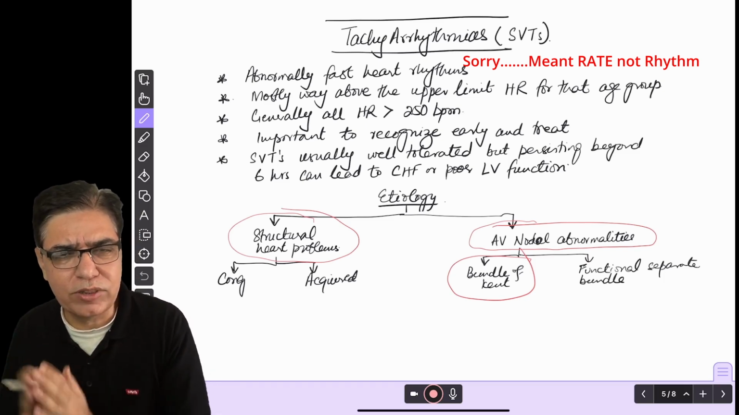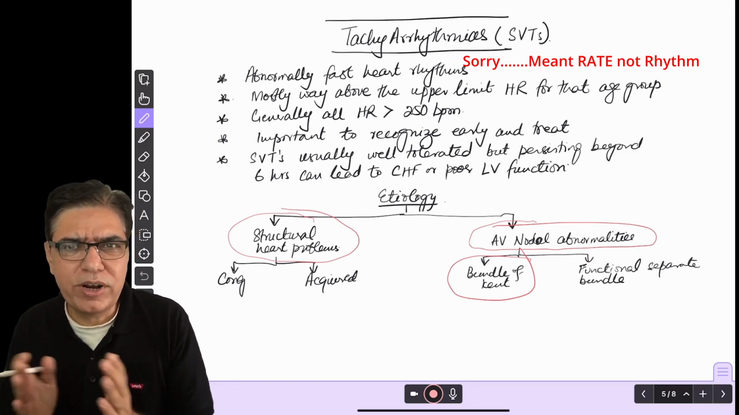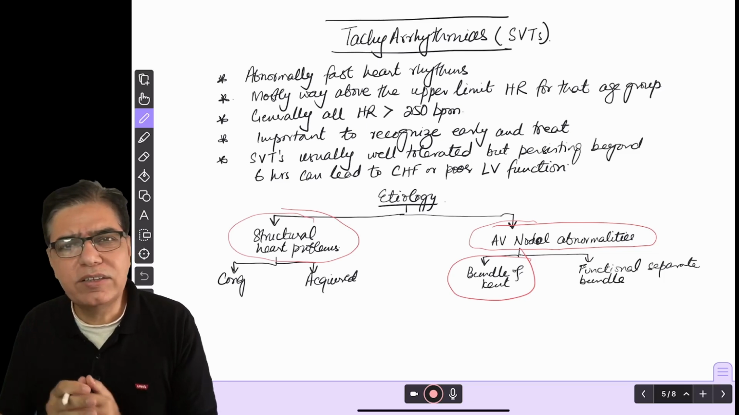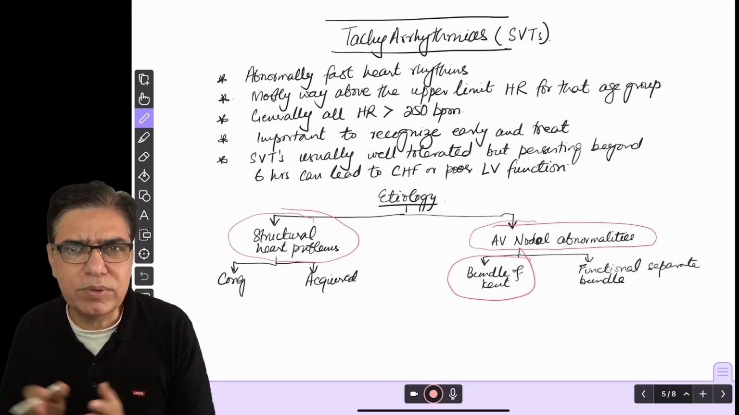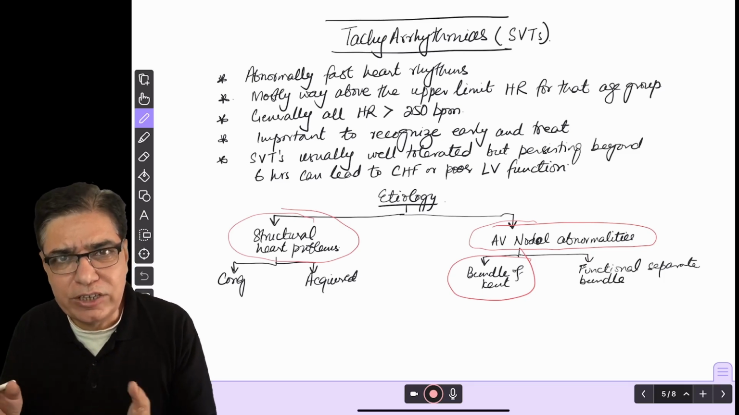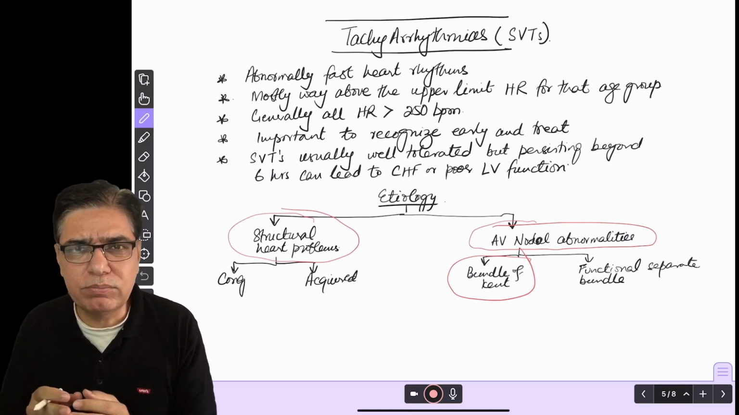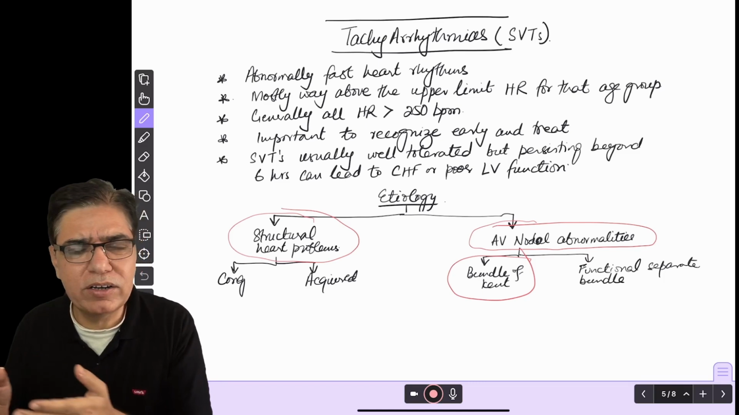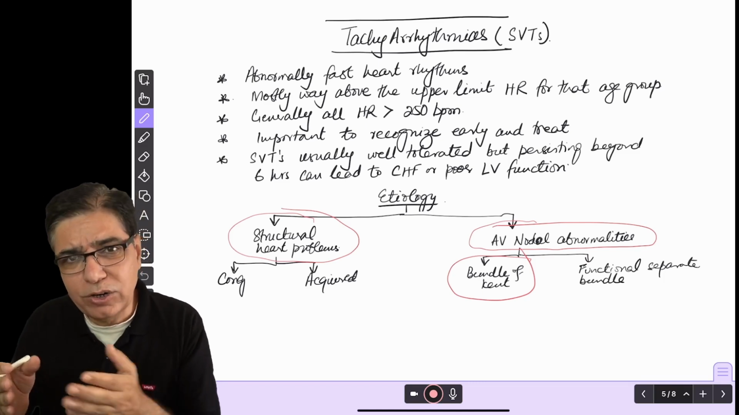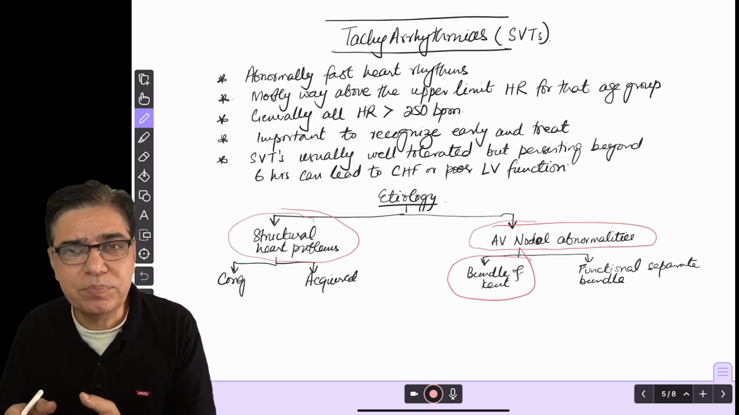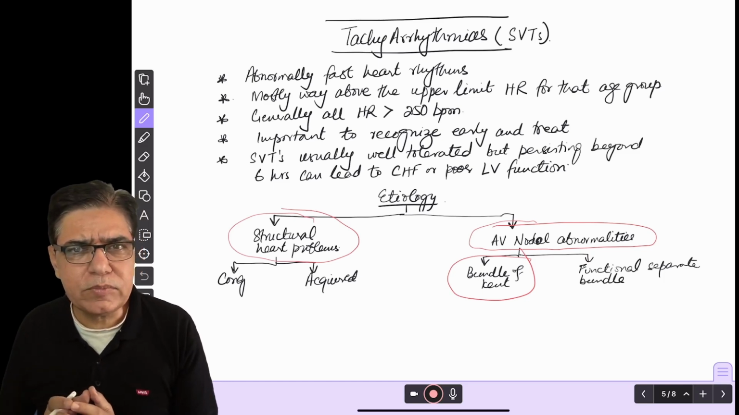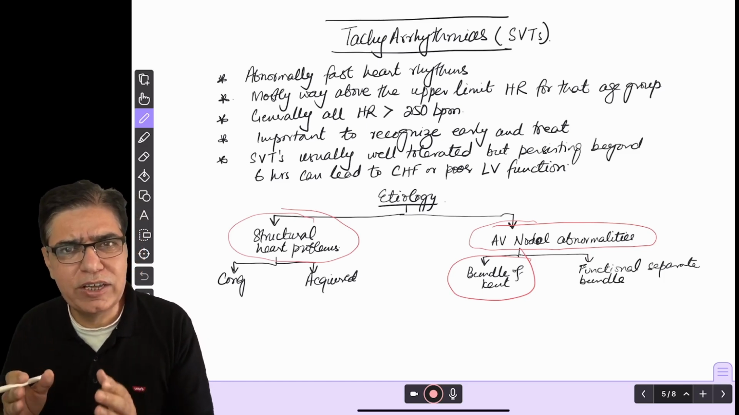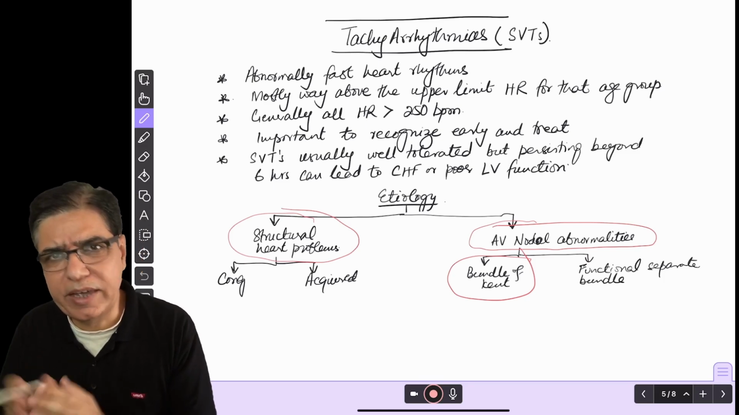Abnormally fast heart rhythm. So heart rates have a range, and this range actually varies according to the age of the child. For example, a normal range, which let's say is 120 to 160 for a newborn or an infant, might be considered abnormal for an older child. So the heart rate range actually varies with the age.